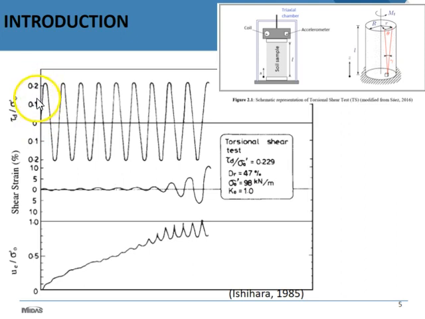So if you take a soil sample like this one and you put it under a torsional shear test kind of condition, and you apply a constant shear stress on the sample, as you keep on loading the sample, at some point, after a certain number of cycles, the soil shows an increment of the shear strain.